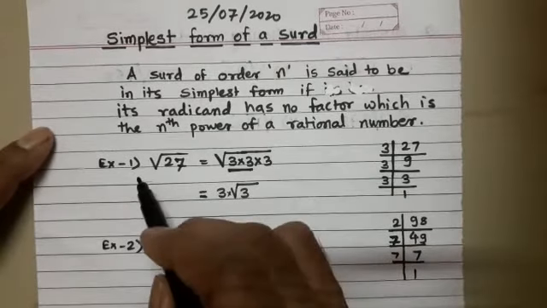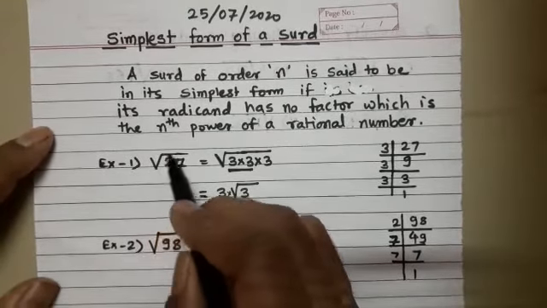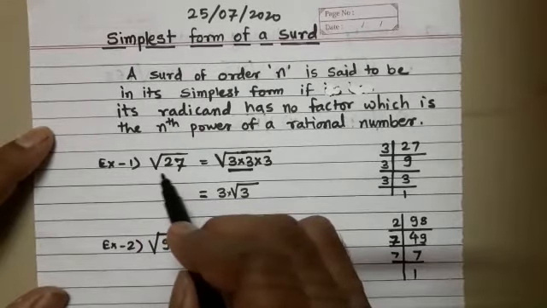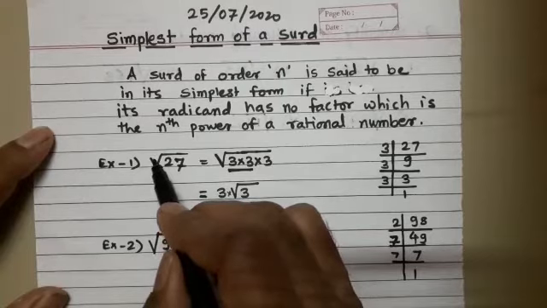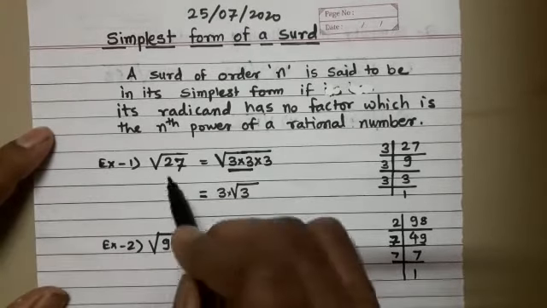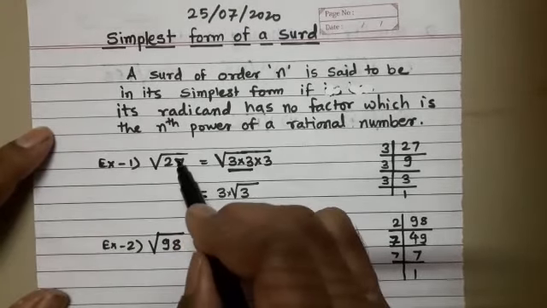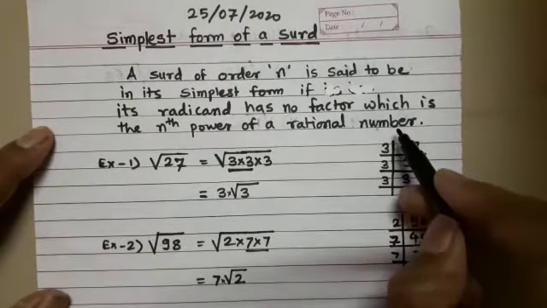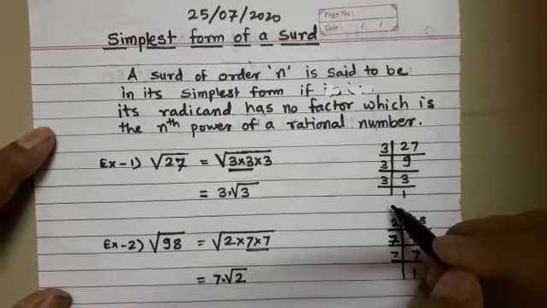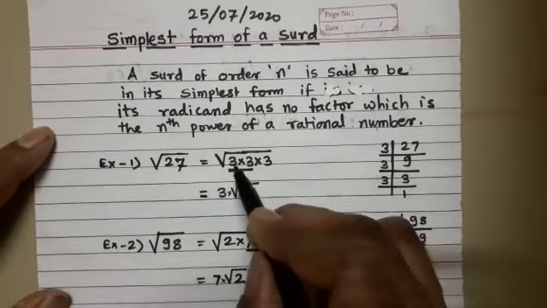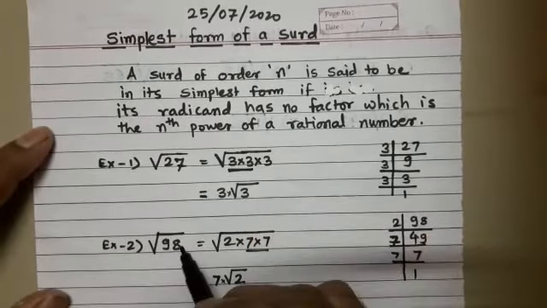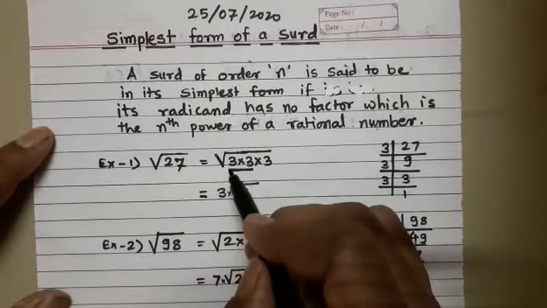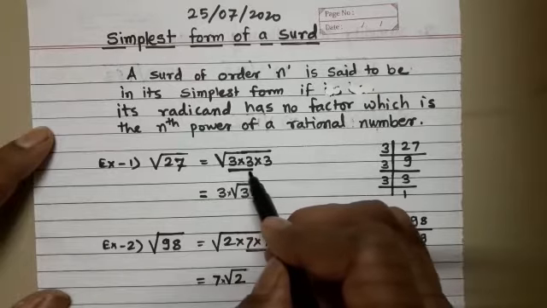Now we learn by an example: square root of 27. 27 is the radicand here and the order of the surd is 2. First of all, factorize this given radicand into prime factors. Factorize this 27 in this way vertically, and the factors are 3 into 3 into 3. The order of the surd is 2, so make the group of two same factors.